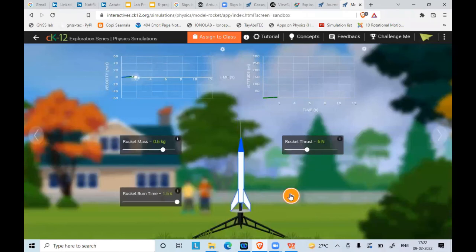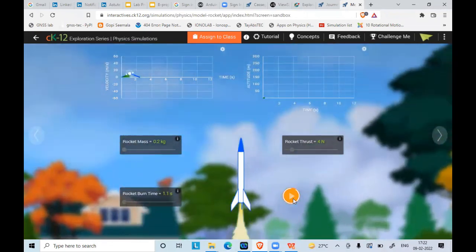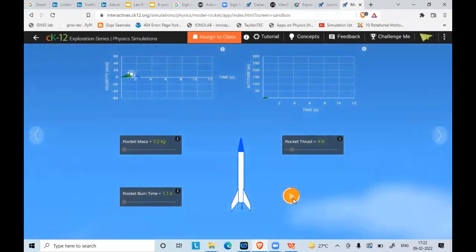Does it even fly higher? No, it doesn't, because the thrust is not enough. You need to have more rocket burn time. So in your virtual classroom scenario, you can always take different scenarios of rocket mass, rocket burn time, and rocket thrust to see how they affect the rocket velocity.